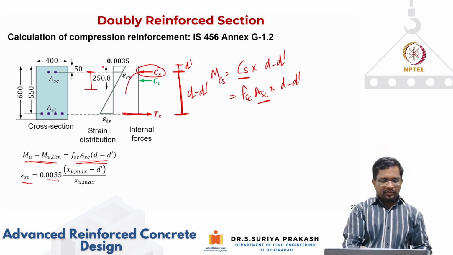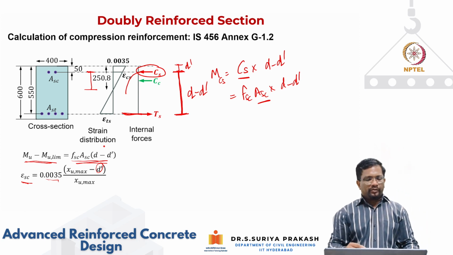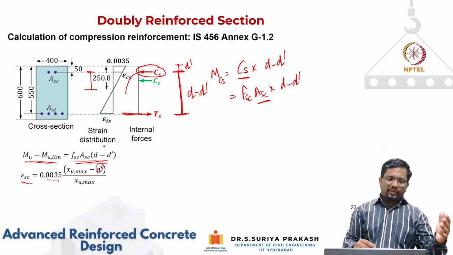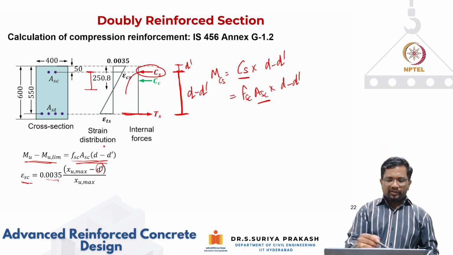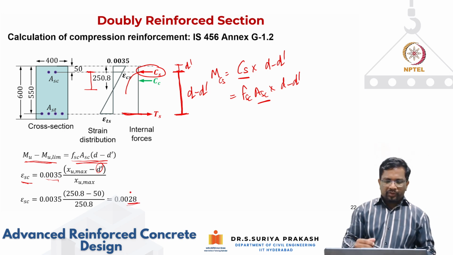So because the compression steel is at a distance of d prime from the top, for Xu max distance the strain is 0.0035. For Xu max minus d prime distance, using similar triangle, we can calculate that. So it works out to be 0.0028.